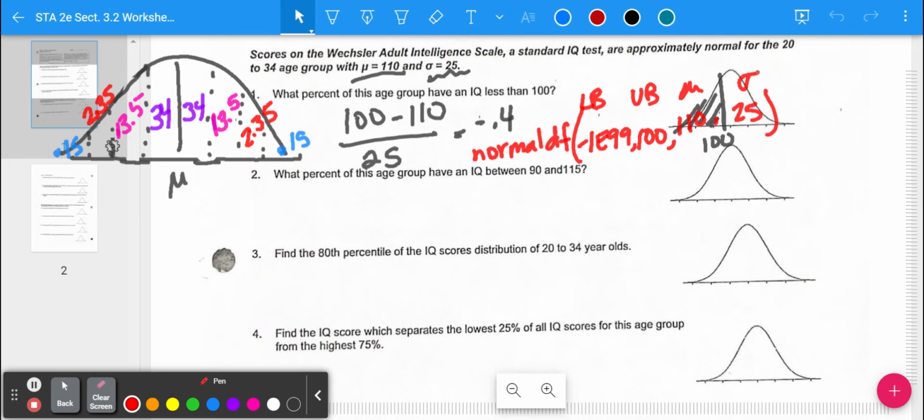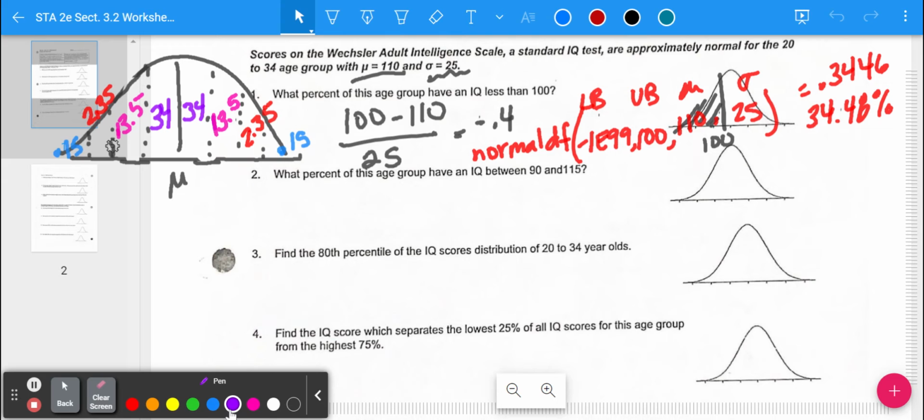And we will find that the probability of this happening is 0.3446, or if you want to turn it into a percentage, 34.46. And on this worksheet, it's okay if we don't talk about this in context, but remember, for any test or actual quiz for the AP exam, we will want to use the context of our problem. So 34.46% of this age group will have an IQ less than 100. That context would give us full credit on the test.